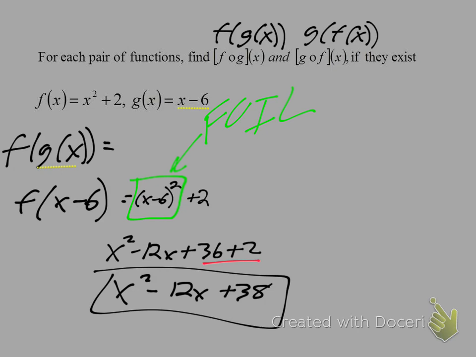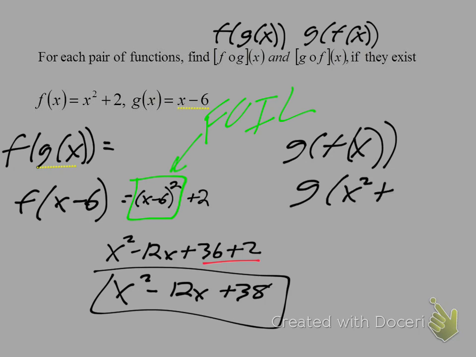Your other way, not as hard. All right, g of f of x. f of x is x squared plus 2. So now you replace the x in g with the x squared plus 2. So x squared plus 2 minus 6, giving you x squared minus 4.